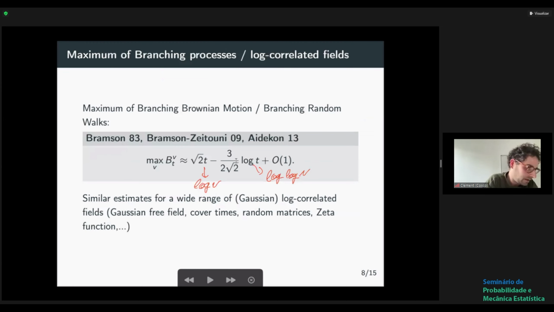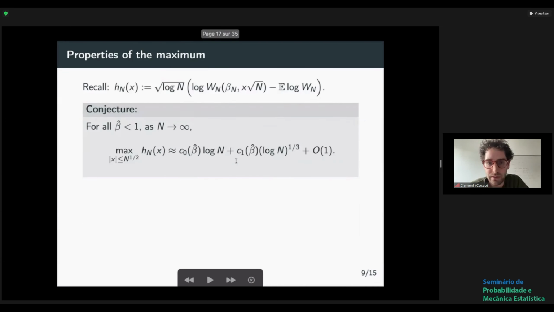In our case, the n becomes log n. But you see here what you actually expect now. So actually, we wrote it in the first paper. We wrote a conjecture, but it was wrong. I mean, we believe it's wrong.